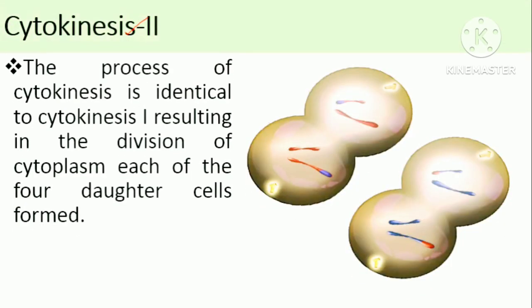Next, cytokinesis. It is just similar to cytokinesis 1 of meiosis 1. So the process of cytokinesis is identical to cytokinesis 1, resulting in the division of cytoplasm of each of the 4 daughter cells. So as a result, 4 cells are formed from meiosis. And this is the animal cell. In animal cell it is accompanied by the process known as cleavage furrow method, while in case of plant cell it is formed by cell plate formation method.